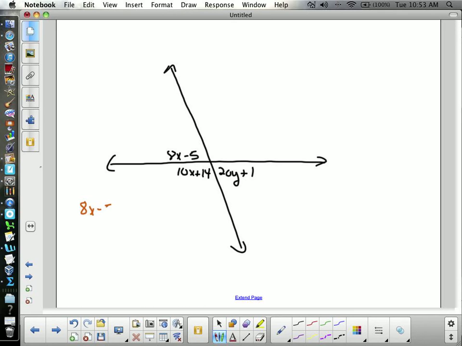So 8x minus 5 plus 10x plus 14 is 180. It's 18x plus 9 is 180. So 18x is 171. 171 over 18. Does that come out somewhat nicely? I don't think so. Yeah, well, 9.5. That's not so bad.